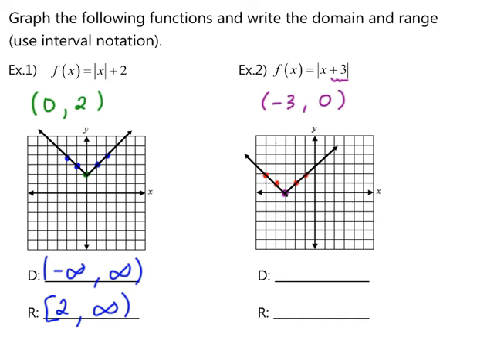And then we'll write the domain and range. Again, domain goes to negative infinity, and to the right to positive infinity. Our range, the lowest y value is 0 included, and it's going to go up forever to positive infinity.